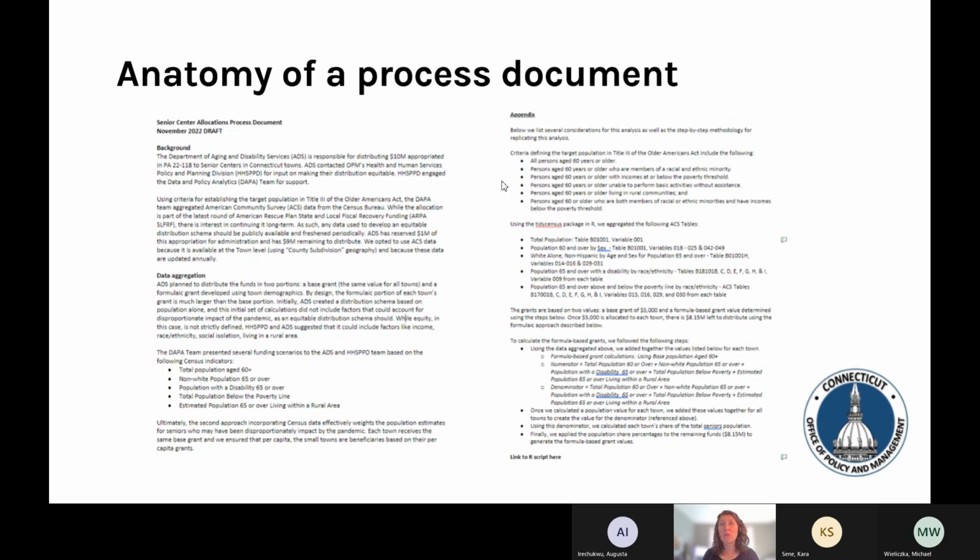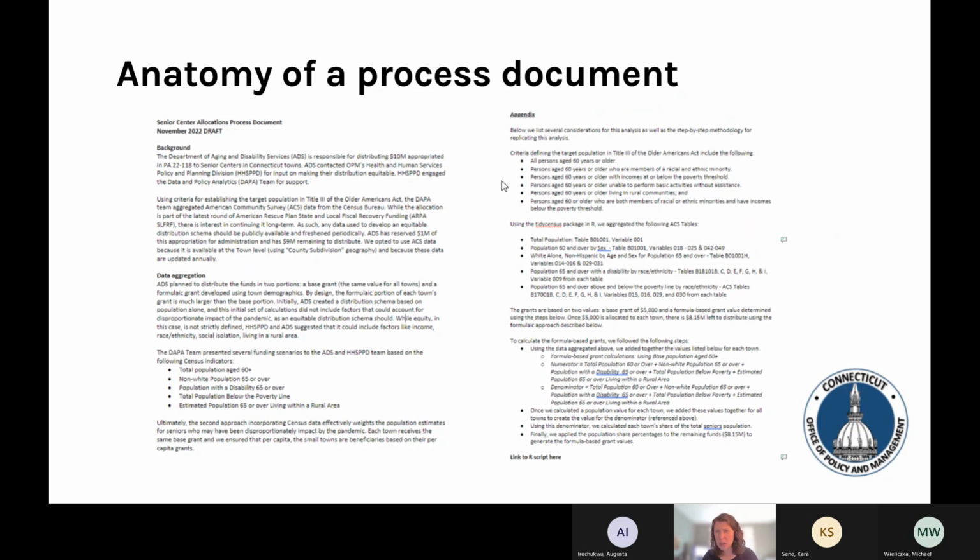And so I want to walk through what a process document or some kind of documentation could look like, because this way folks won't feel as overwhelmed, like, well, I don't really understand what you mean when you say documentation. So I've taken some screenshots here of a process document that we've written very recently about a process that we undertook here in the Data and Policy Analytics Unit. We were supporting our colleagues at OPM who do health and human services policy planning. They were supporting aging and disability services. And so we were working with them to help them figure out how they were going to allocate some of the funding that they received in their American Rescue Plan allocation.